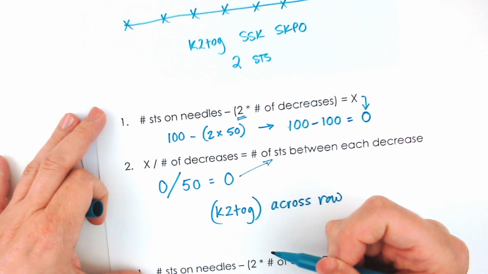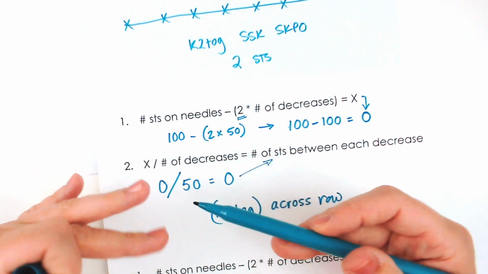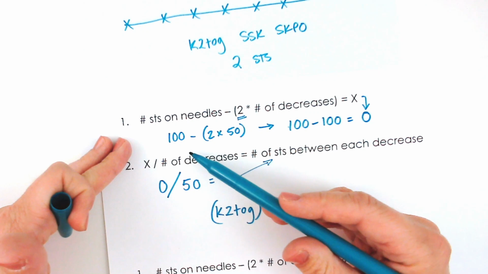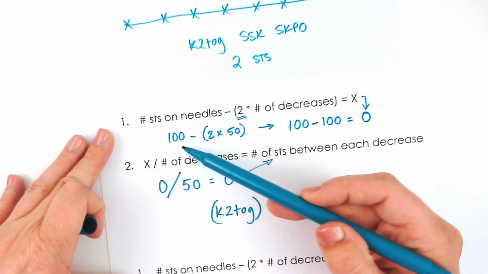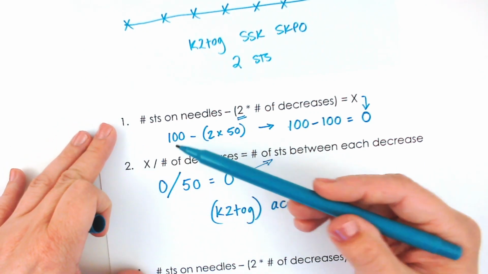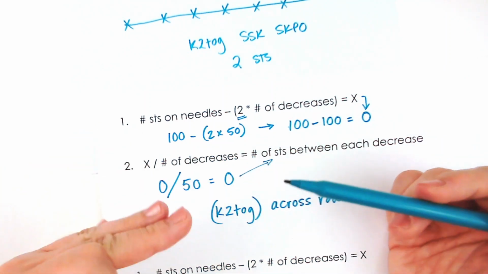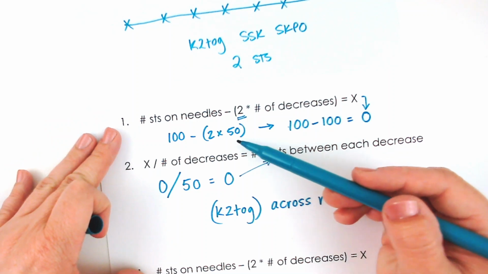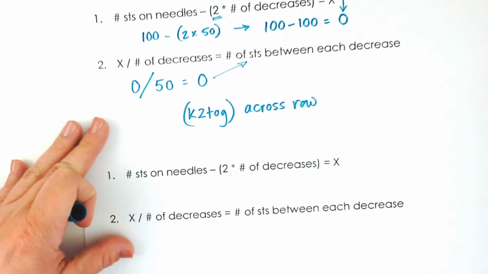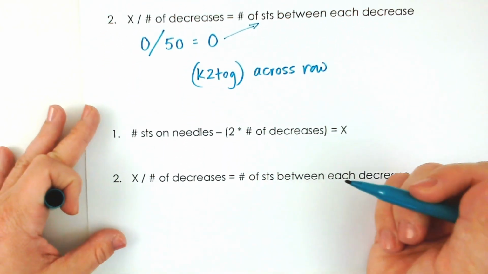One thing I do want to note is that I assume you have the mathematical skill to figure out, if your pattern is saying decrease to a number rather than saying how many stitches to decrease, how many to decrease. All right. I'll explain that a little more in a minute.